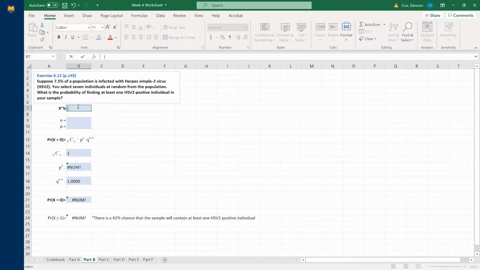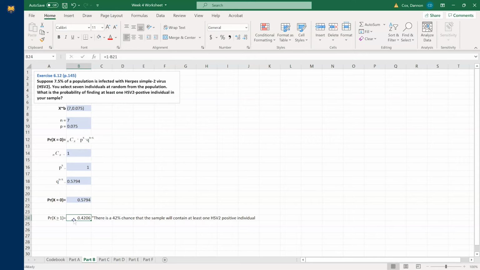I've already filled out some of this to answer our question. Let's start at the top: we have our n equals 7, comma, and our p equals 0.075, and I close the parentheses. Our n, again, is 7, and our p is 0.075. And voila, what we have down here is that there's a 42% chance that the sample will contain at least one HSV2 positive individual.